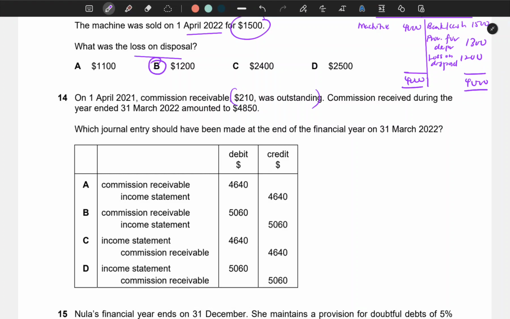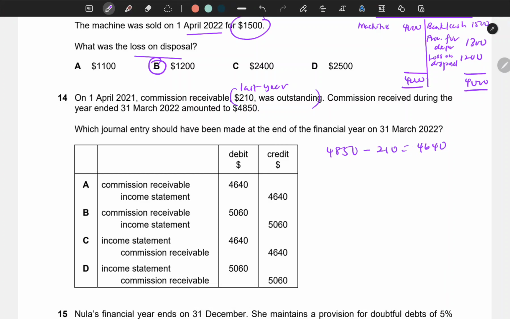Okay, so beginning you have commission receivable 210 outstanding, means you have not yet received it for the last year. So this year, how much can it be? Because the outstanding is for the last year. So this year only 4,850 minus 210. So 4,850 minus 210, only 4,640.